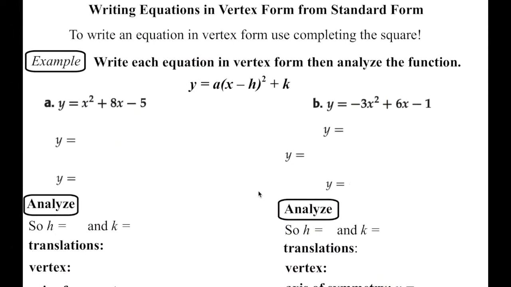So if we want to write the equation in vertex form and we're starting with standard form, here's the process that you're going to follow. The reason we did completing the square first is you're going to use that now to write your equation in vertex form. So here's how we do that.